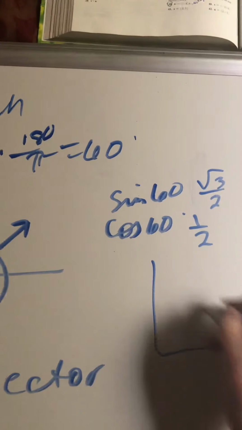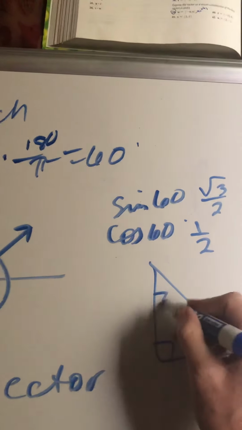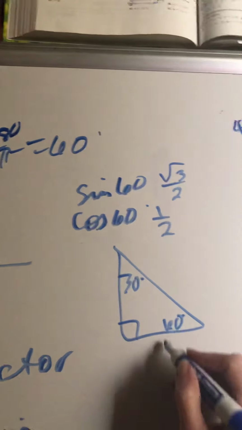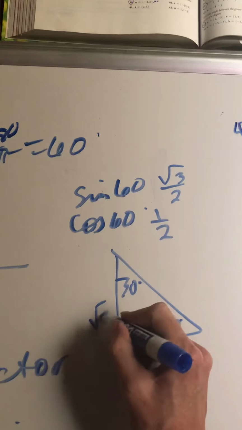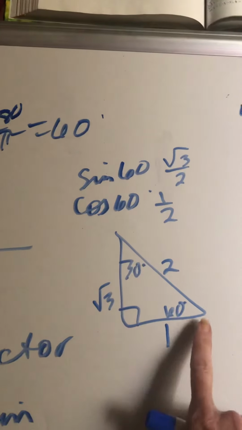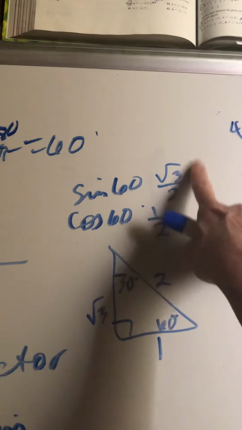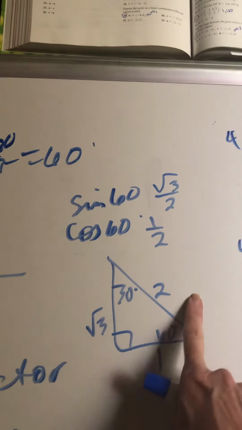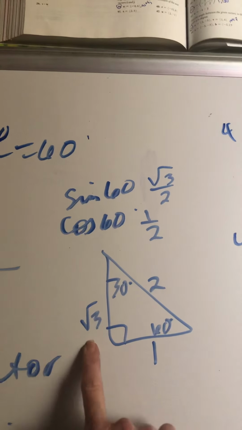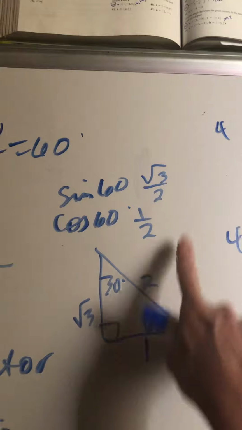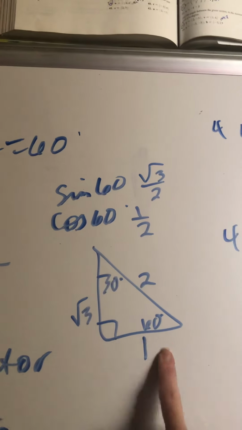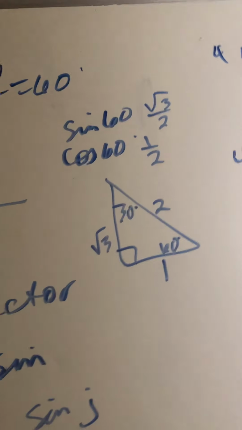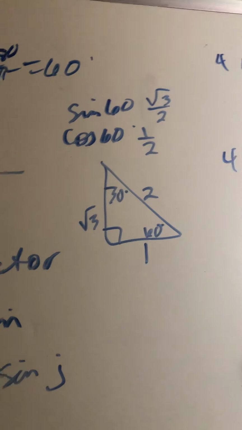If you ever forget, which is the way I should have done it, remember your 30, 60, 90 degree triangles. Short side is 1, longer side is the square root of 3, and then the hypotenuse. Sine is opposite over hypotenuse, square root of 3 over 2, or y over r. Cosine is adjacent over hypotenuse, 1/2. That's the way I should have done it. Okay, but that's sine and cosine.